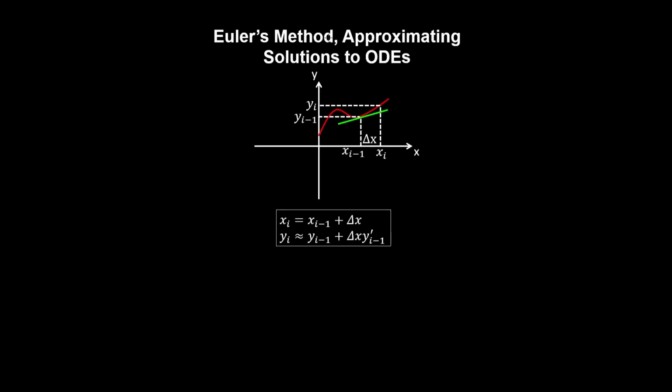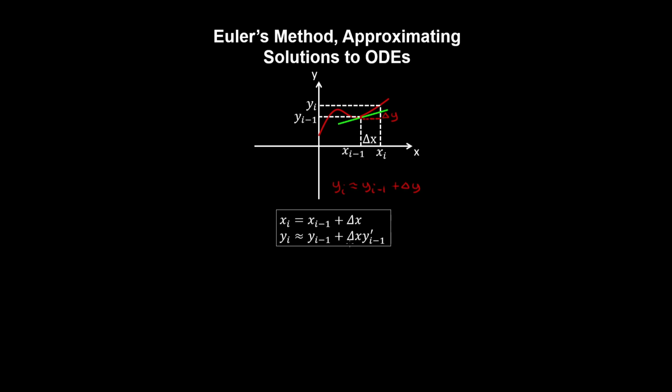We can use Euler's method to approximate a solution to a differential equation or find a point on the solution curve. So to find an approximation for yi, we start off at yi minus 1 and we add delta x multiplied by the slope of the tangent to the curve at yi minus 1, which is the derivative. And that'll give us delta y. And therefore our approximation to yi is yi minus 1 plus delta y.